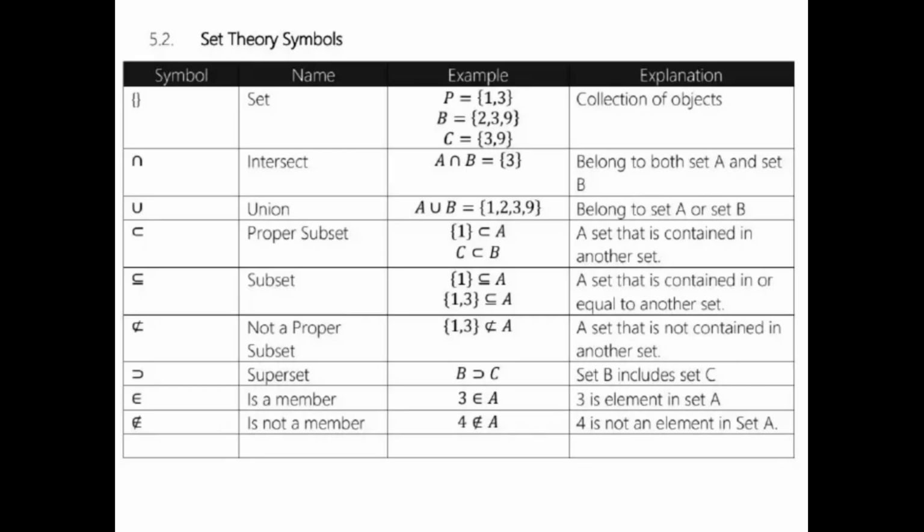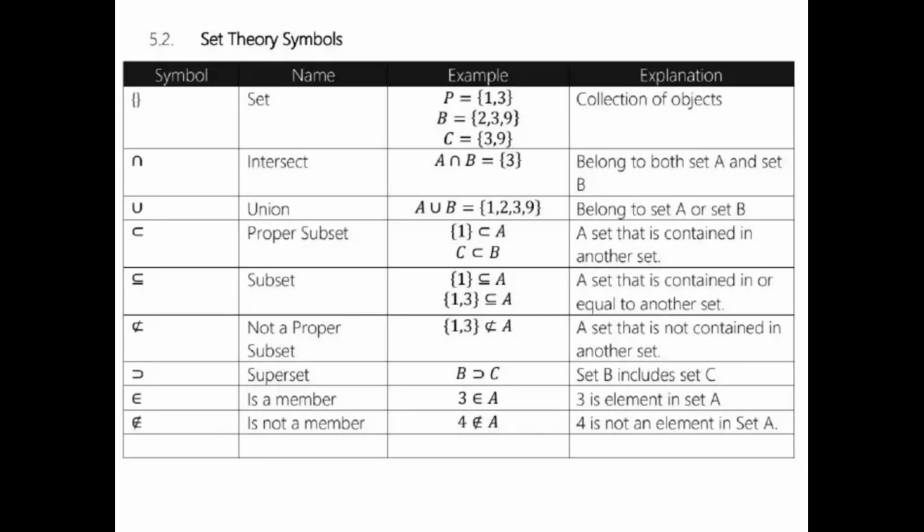So, for a proper subset, set B must have a much bigger value compared to set A, while a subset can be identical in value or equal to another set. And the next is the not proper subset. So, a not proper subset is a set that is not contained in another set. It means this group doesn't fit neatly inside the other one. So, they cannot fit inside the other set.